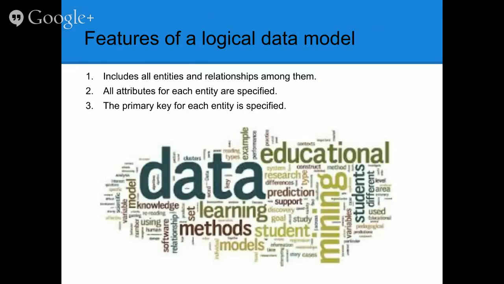There are some features of a logical data model. Firstly, it includes all entities and relationships among them. Second, all attributes for each entity are specified. The third, the primary key for each entity is specified.